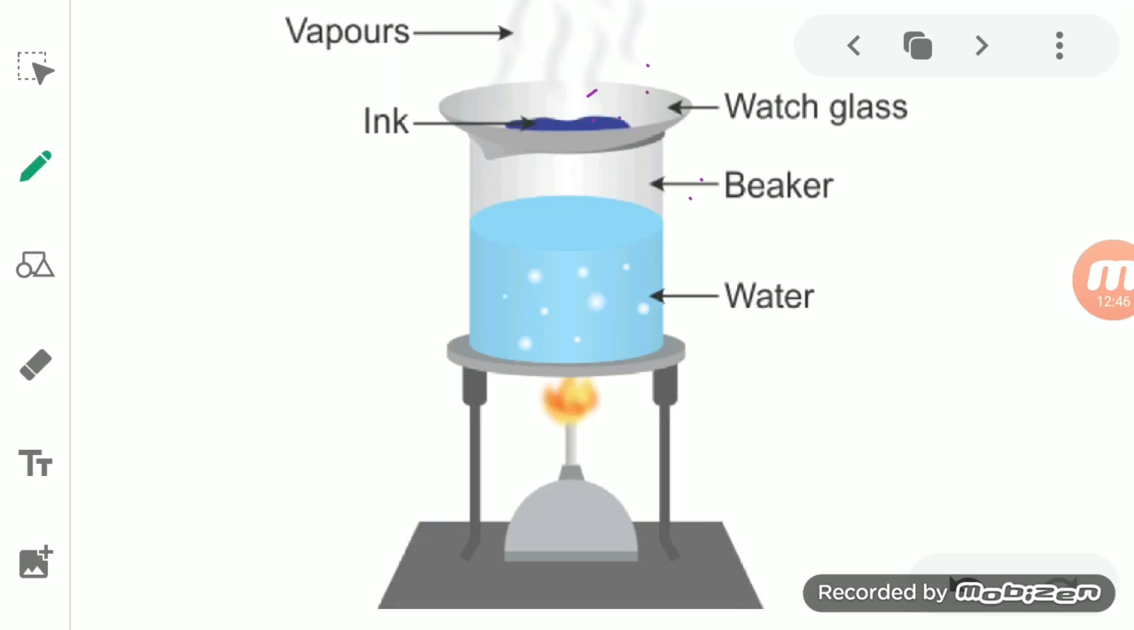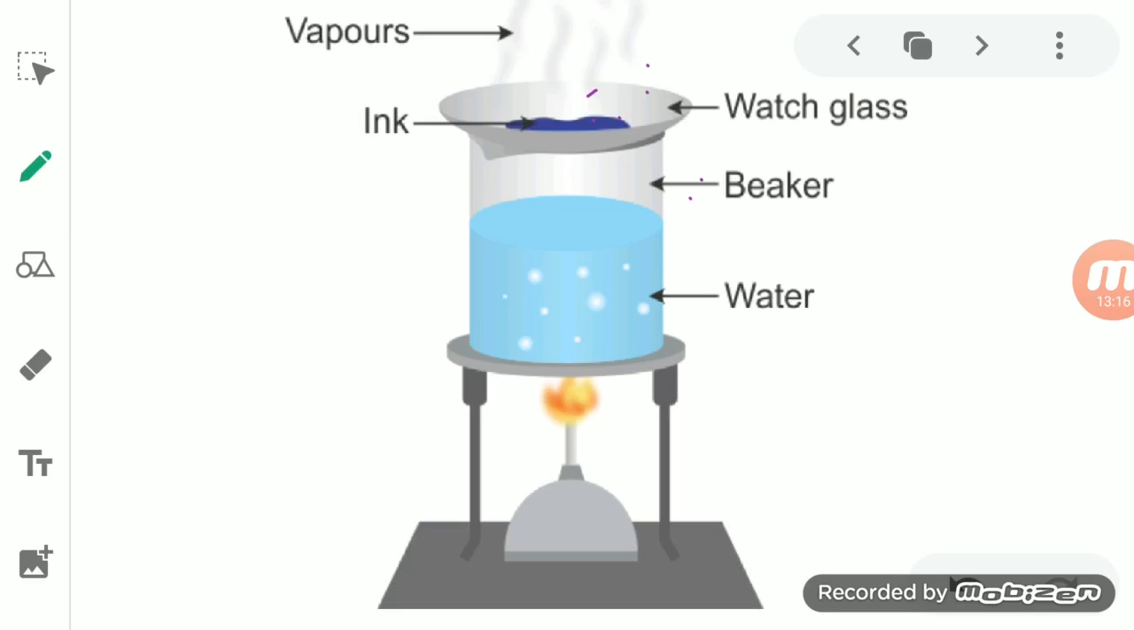Now the question arises: why are we using a beaker here, and why are we keeping this watch glass on this beaker? Why are we not keeping this watch glass directly on the flame? It means, why are we not keeping this ink directly on the flame?